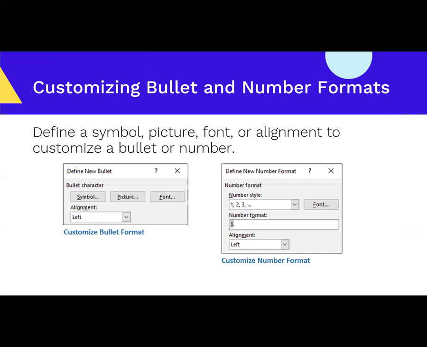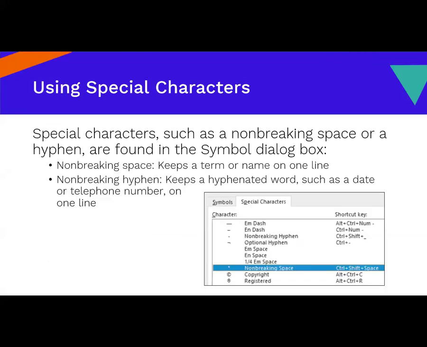Okay, customizing bullet and number formats. Define a number, picture, or font or alignment to customize a bullet or number. So usually in documents, we usually have bullets on things we want to stand out. Maybe on your resume, you have number formats. Maybe you're listing something 1, 2, 3. You want to keep on going. You could customize how those look. You could have it be different icons, different symbols. You can have pictures if you want it to be. So you could customize the way that looks. You can use special characters such as a non-breaking space or a hyphen, and they're found in the symbol dialog box.